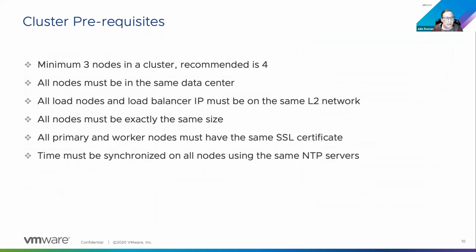So cluster prerequisites, there's a minimum of 3 nodes per cluster. Now we do recommend 4, and that is because Cassandra database handles that a little bit more gracefully. If you only have 3 nodes, it takes a little bit longer for the Cassandra database to come up, but minimum is 3, that's all that's required. And all nodes must be in the same data center. They have to be on the same layer 2 network. They have to be exactly the same size, but understand that during an upgrade where you need to add more RAM or storage, they can be dissimilar for that period of time while you're rolling through and upgrading those settings.